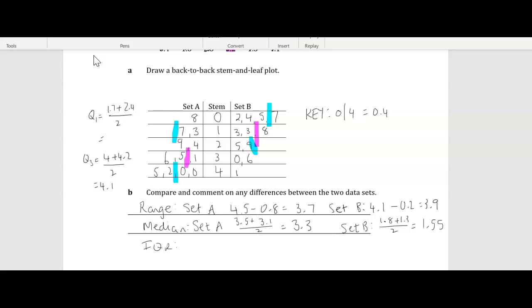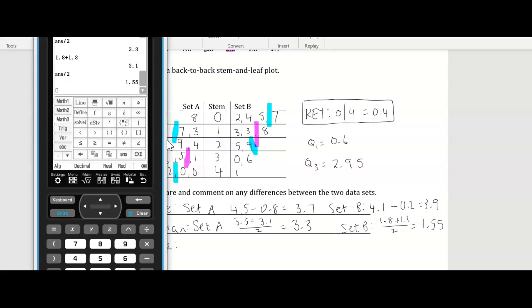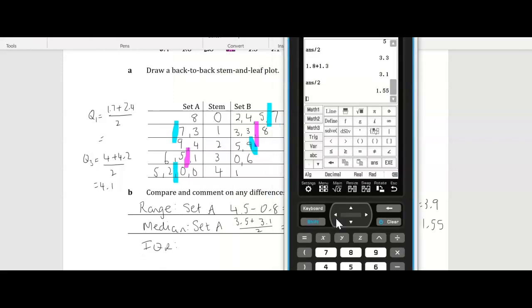And then for set B, I just put that in a square so it's not lost. Q1 is halfway between 0.5 and 0.7, so it's clearly going to be 0.6. And Q3 is halfway between 2.9 and 3.0, so it's easy to read, so 2.95. All right, just do the lower quartile for set A. So 1.7 plus 2.4 divided by 2 is 2.05.